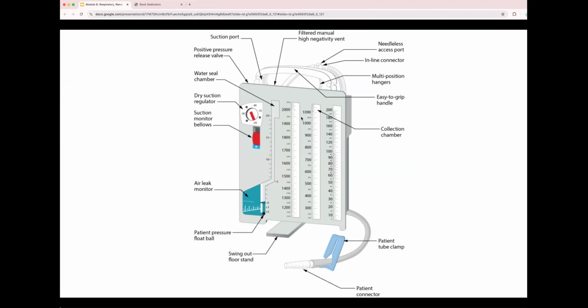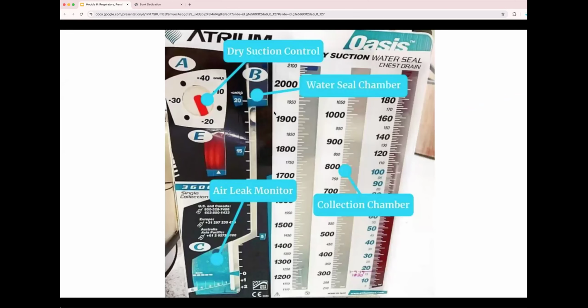Also, you can see the water seal chamber here. It is normal for water to go up as the patient takes a breath and down, up and down as they're breathing. However, you don't want to see bubbling. If you see continuous bubbling, that can indicate an air leak. So that's what I want you to know for NCLEX. It is normal for the water in the water seal chamber to go up and down as the patient takes a breath. But if you see continuous bubbling, that can indicate air leak.